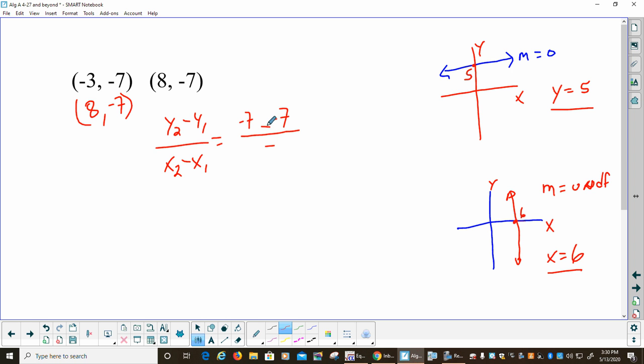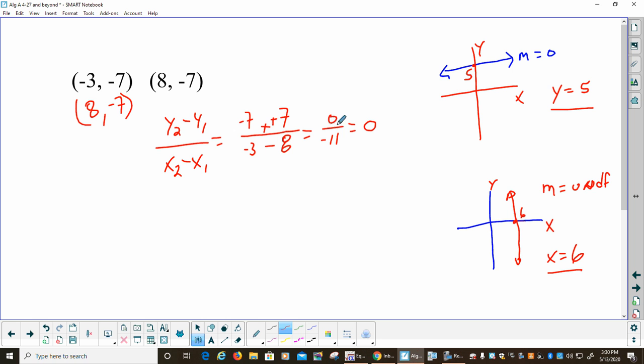Two negatives in a row make a positive. Negative 3, 8. Negative 7 plus 7 is 0. Negative 3 minus 8 is negative 11. If you're not sure what this is worth, type it in your calculator, and your calculator is going to tell you 0.